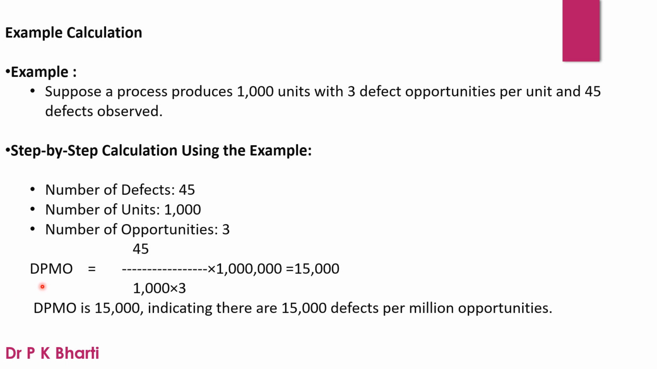So we will put the values in the relation for DPMO. So total number of defects are 45, divided by number of units produced or inspected, 1000, multiplied by number of opportunities per unit, that is 3, multiplied by 1 million, and it comes equal to 15,000. That is, the DPMO for this process in the example is 15,000, or 15,000 defects per million opportunities are found for this production.